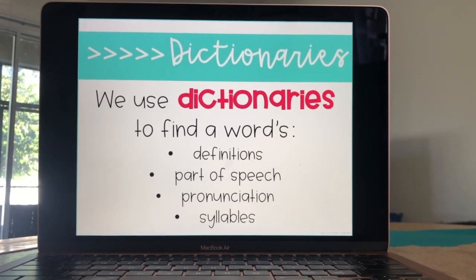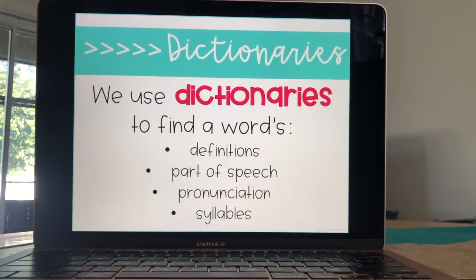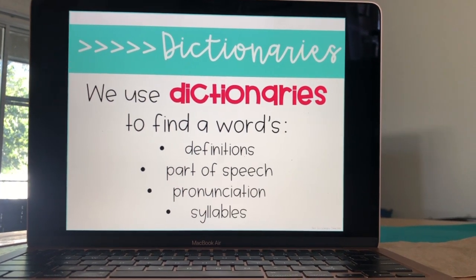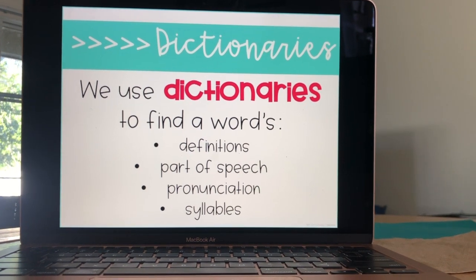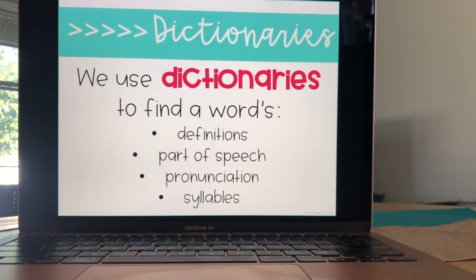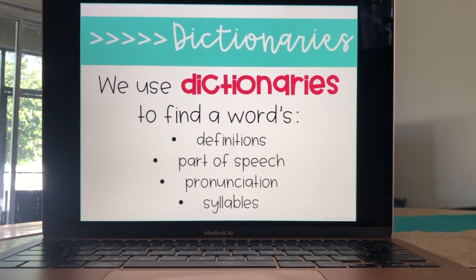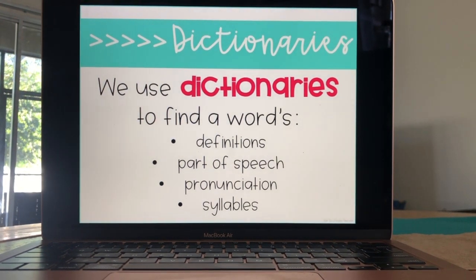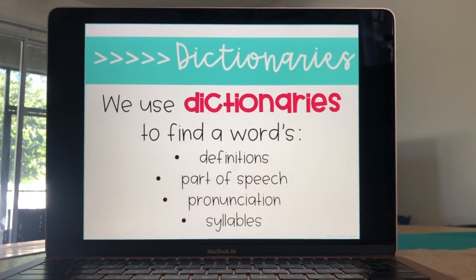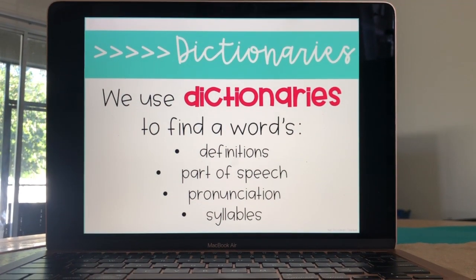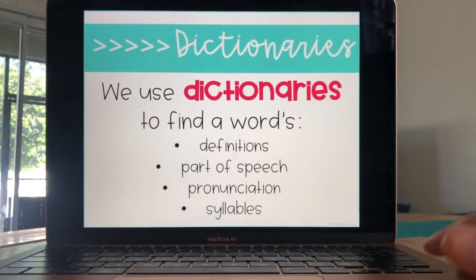All right, boys and girls, so what we're going to talk about today are dictionaries. And a big thing that we do with dictionaries, the purpose that we use them is to find definitions, so what the word means. We also look for parts of speech in a sentence, whether we're trying to figure out, is that word a verb? Is that word an adjective? We also want to know how the word is said, and that's pronunciation. And then we want to find out the word's syllables, so how many parts there are to the word.